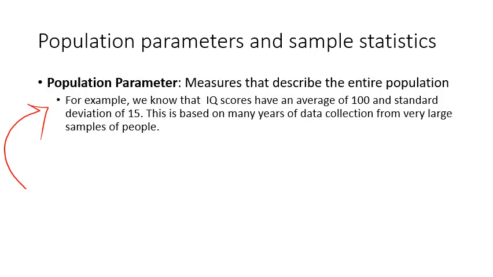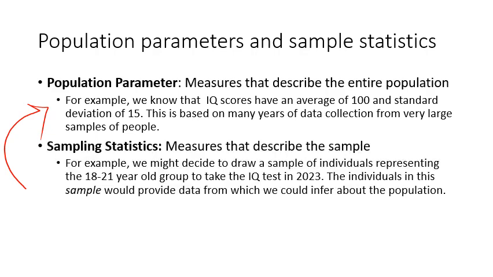So population parameters is just a term that refers to measures that describe the whole population. So IQ scores, for example, have an average of 100 and standard deviation of 15 based on many years of data collection from very large samples of people. Sampling statistics are measures that describe our sample. So if we decide to draw a sample of individuals representing the 18 to 20-year-old group to take the IQ test in 2023, then the individuals in this sample would provide data that we could use to infer about the population.